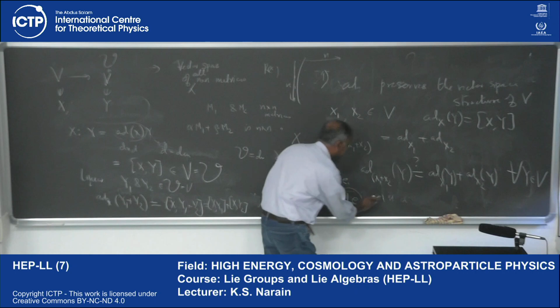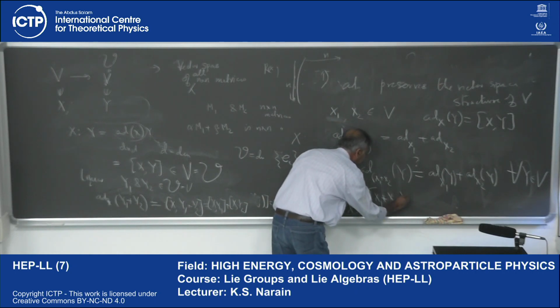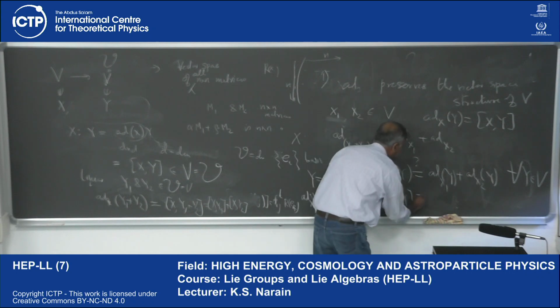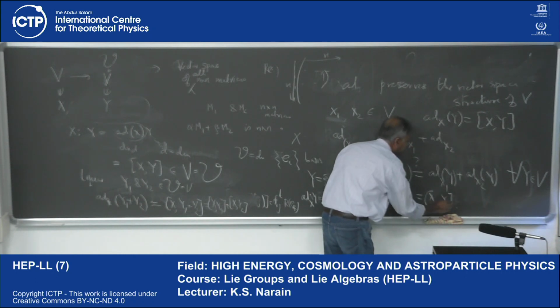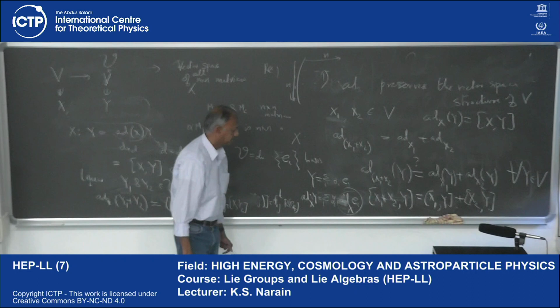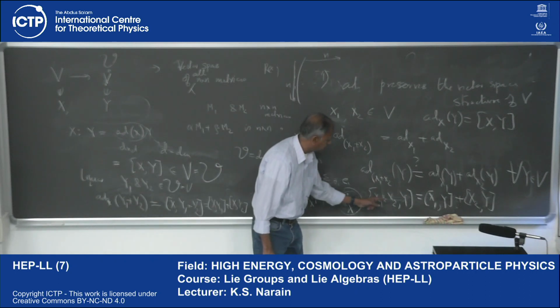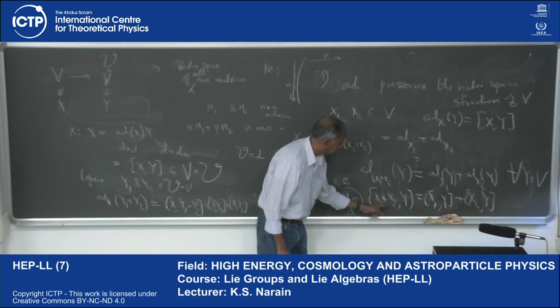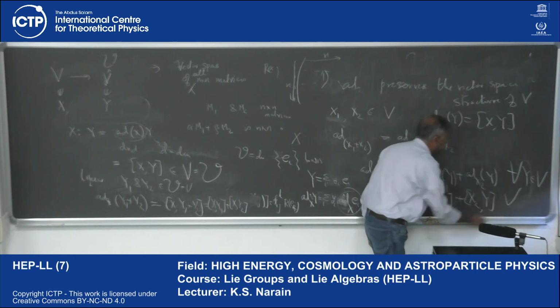So the left-hand side is the commutator of x1 plus x2 with y. And the right-hand side is the sum of two terms: this one is the commutator of x1 comma y, and this one is the commutator of x2 comma y. Okay. And you see, this commutator is linear, and there is a sum of two terms, commutator of x1 with y plus commutator of x2 with y. So this is okay. This part is fine.